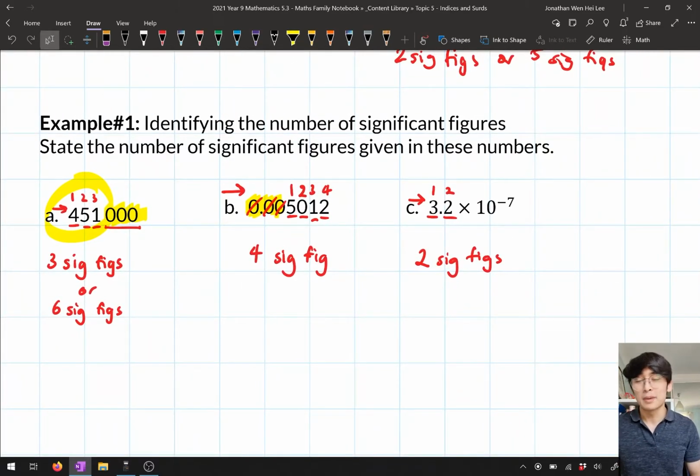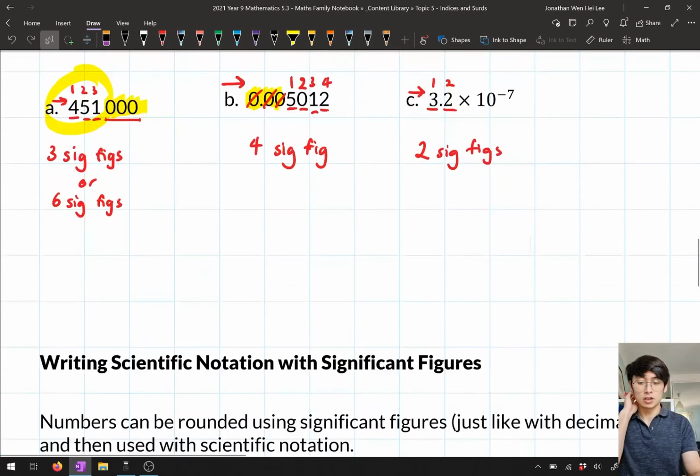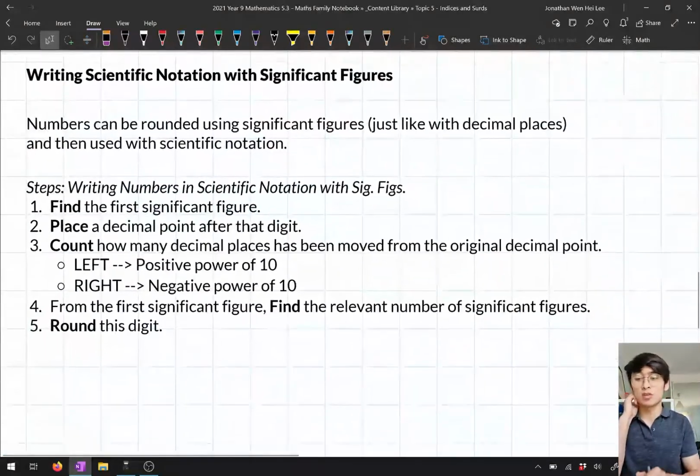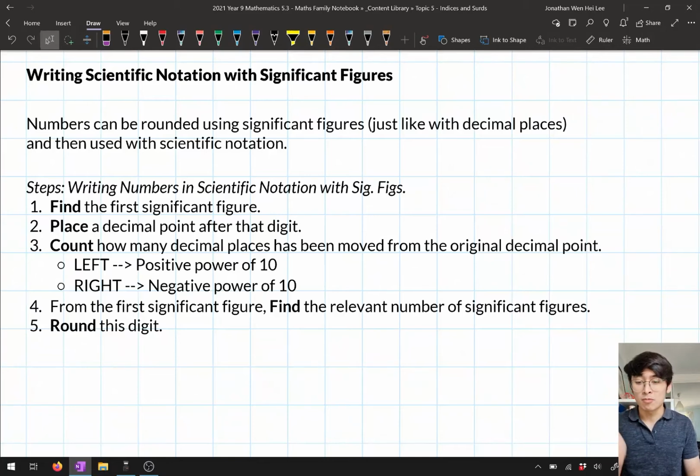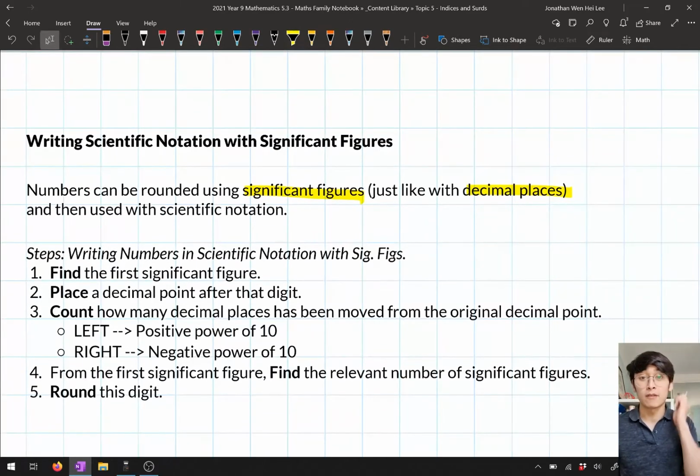What we also want to be able to do now is write numbers in scientific notation using this significant figure stuff. So, writing scientific notation with significant figures. Numbers can be rounded using significant figures, just like we do with decimal places. So when they ask you to round something in significant figures, all we need to do is find that particular significant figure that they want us to use, look at the next digit, and then round up or down, just like we normally would with decimal places. And then we use it for scientific notation.